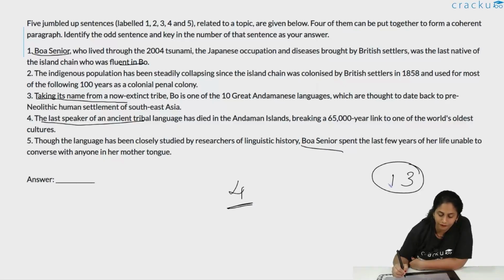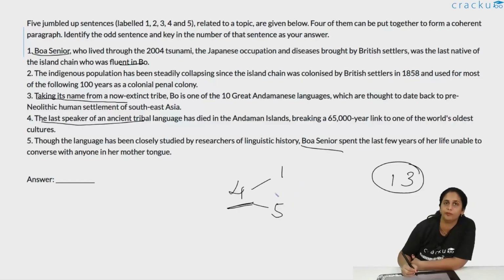But after 4, essentially, we can either put 1, 3, or we can put 5, because Boa Senior is also mentioned over here. So we know that 4 can be followed by either 1 or 5, because we have to talk about Boa Senior just after 4. But if you put 5 over here, 5 starts with 'though the language has been closely studied.' So this essentially is in continuation with 1-3, which talks about the Bo language. So 5 should come after 1-3 as such.